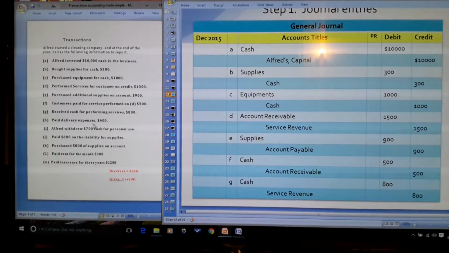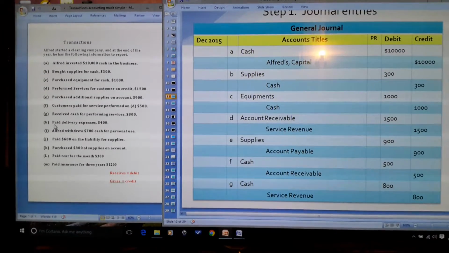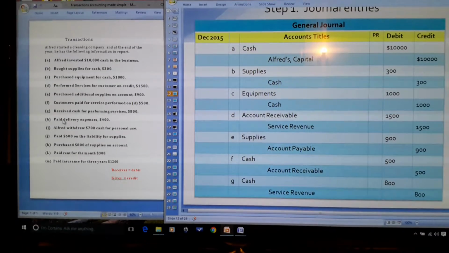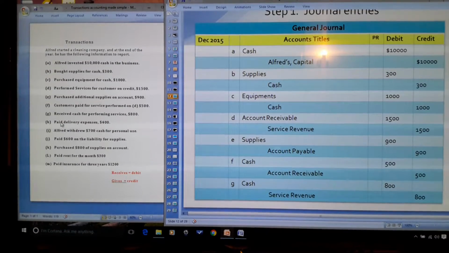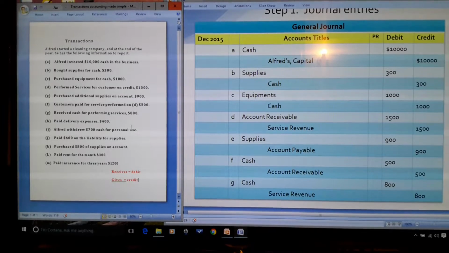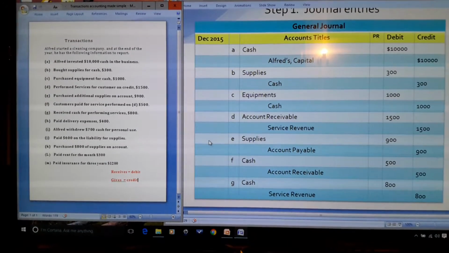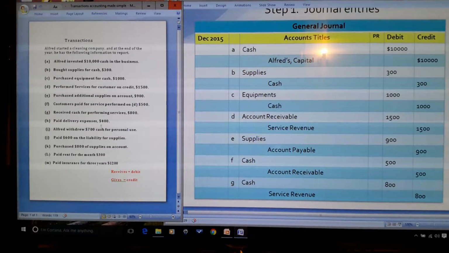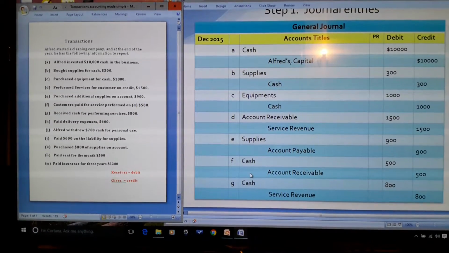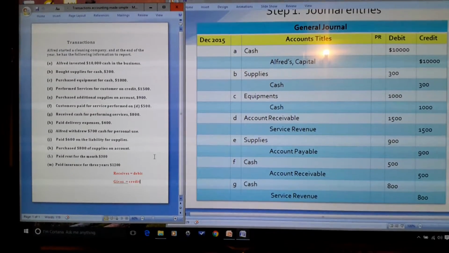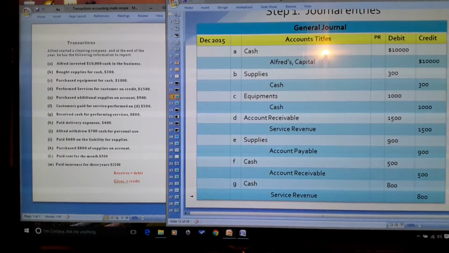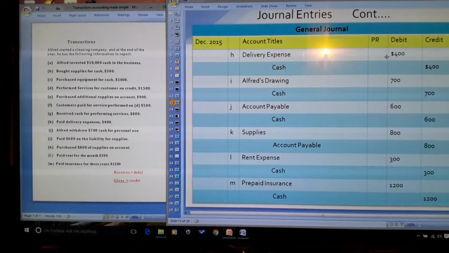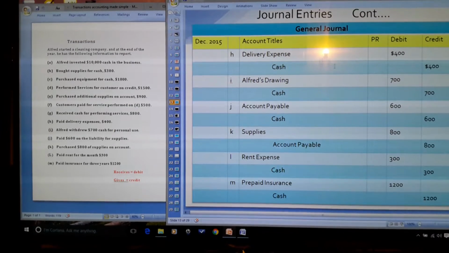Paid delivery expenses. Anytime you see the word paid, that means just think about cash. Okay? So paid delivery expenses 400. So which two accounts are involved? Delivery expenses is receiving here and cash is given. Oh, I'm on H. Oh damn. Okay, so let me go to H. Delivery expenses is receiving and cash is given.